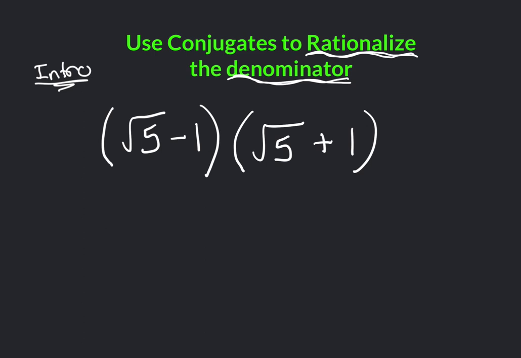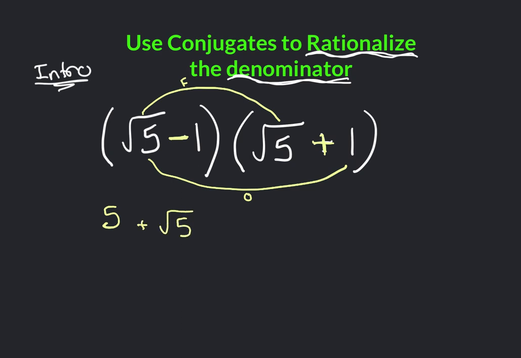But notice the two binomials are basically the same, except one is minus and one is plus. Square root of 5 minus 1, square root of 5 plus 1. All right, so let's do the FOIL. Let's do first, square root of 5 times the square root of 5 is just 5. All right, outside, I'm going to label this first, outside. So square root of 5 times 1 is 1 square root of 5. All right, inside, negative 1 square root of 5.